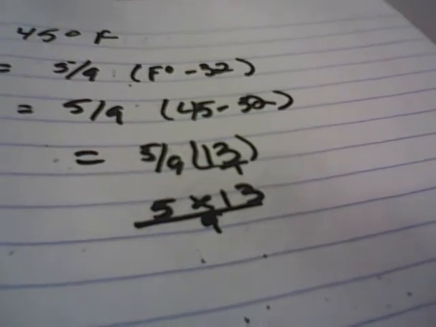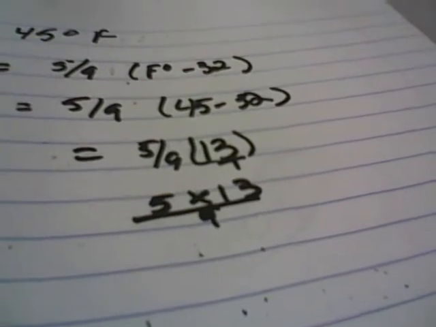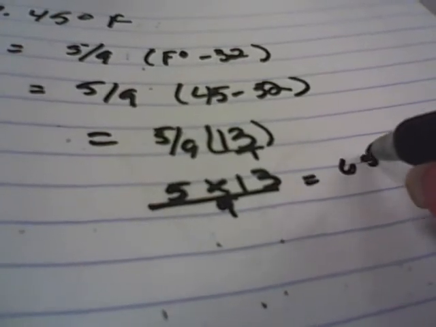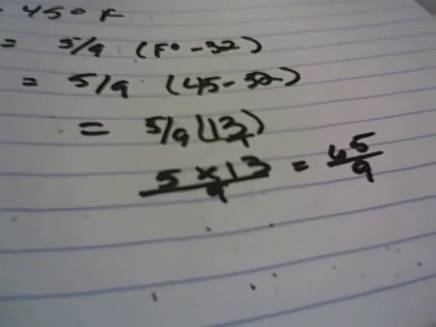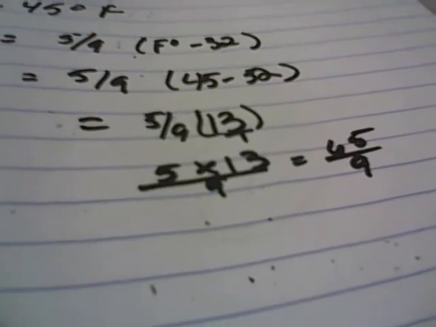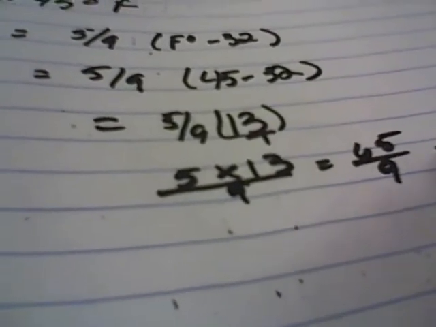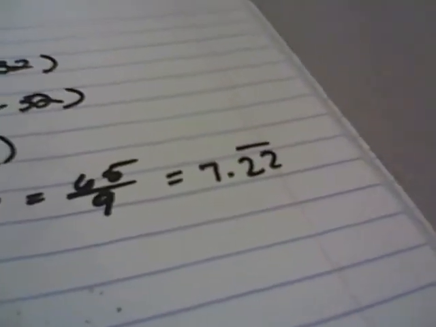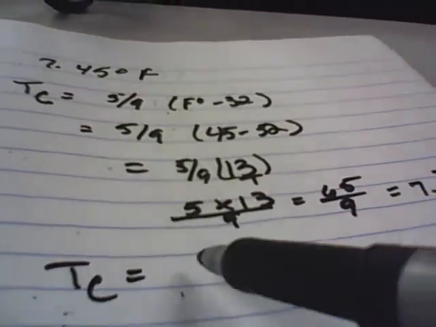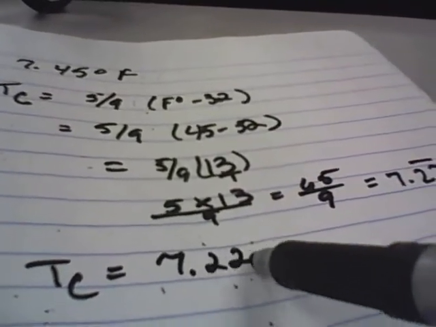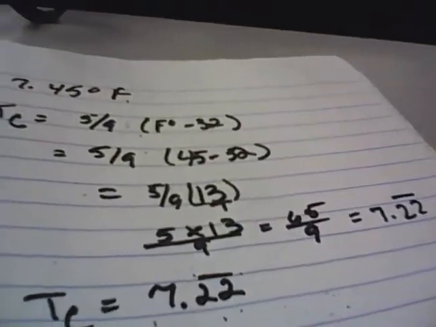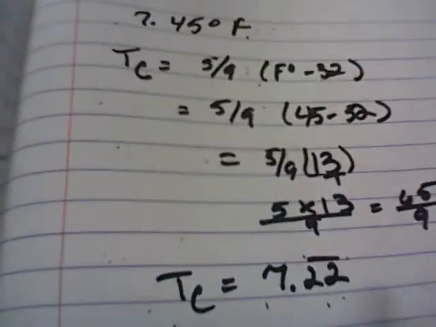You were supposed to have math 120 before we took this class. So that means that 5 times 13 is equal to 65 over 9. And so 65 divided by 9 gives us 7.22. And the 2's keep going, so you put a line over it. And so then your answer is temperature of Celsius is 7.22. So 45 degrees Fahrenheit is really 7.22 degrees Celsius.